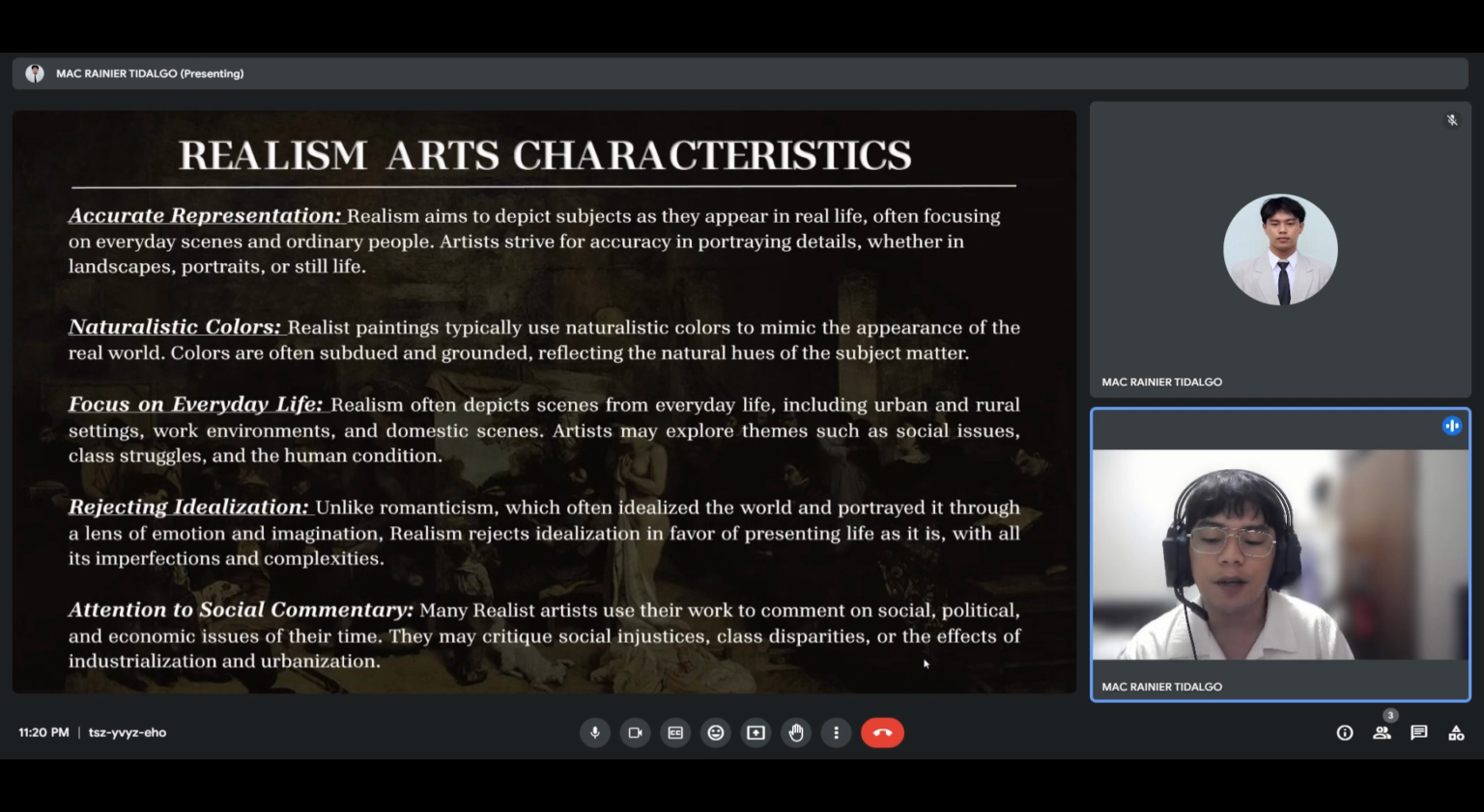The next one is rejecting idealization. Unlike Romanticism, which often idealized the world and portrayed it through a lens of emotion and imagination, realism rejects idealization in favor of presenting life as it is, with all its imperfections and complexities. So, realism art also has a characteristic where it rejects the idealization presented by Romanticism, or the Romantic period of arts.